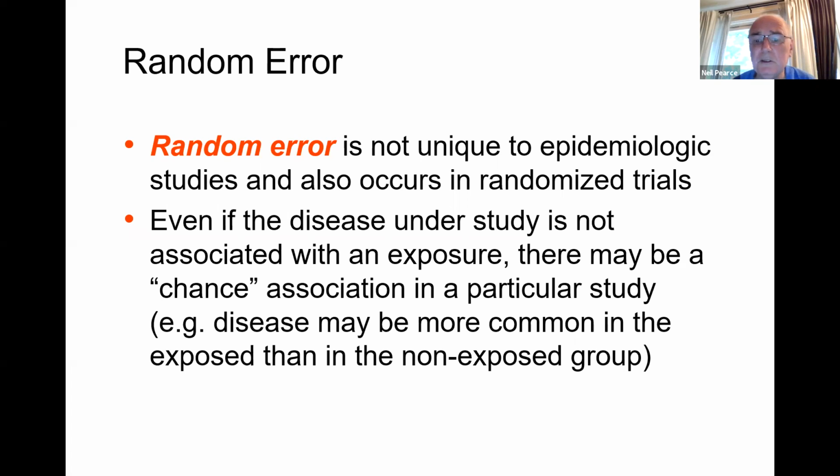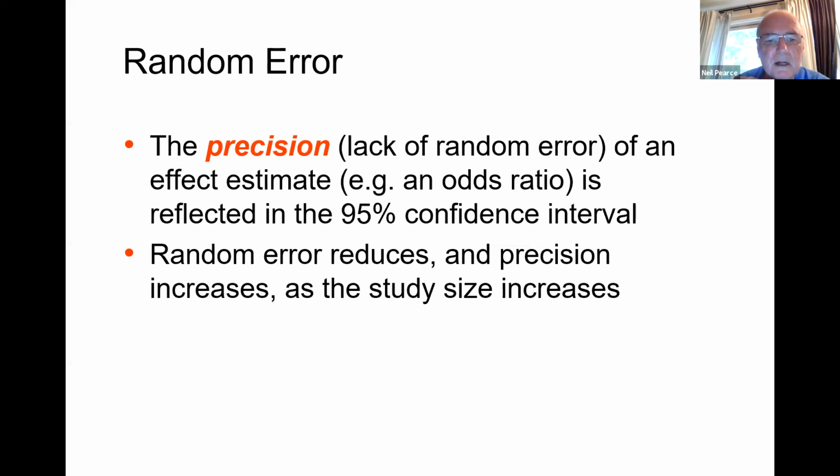And it's the same when we do a randomized trial. Even if we're trialing a drug that doesn't work, it might do slightly better or might do slightly worse than placebo just because of chance, random error. And it's the same in observational studies. Even if there's no confounding and no other biases, we might just see a chance association in a particular study. So the disease might be more common in the exposed than the non-exposed group.